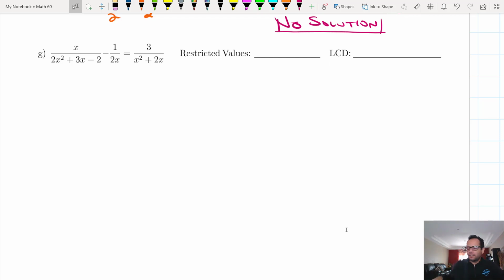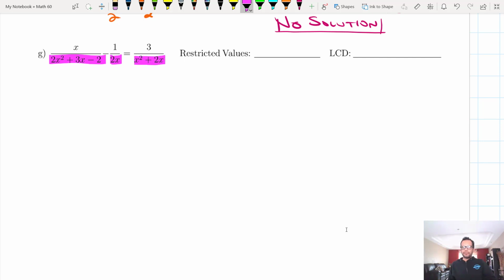All right, so to solve the following equation, number 1, let's be sure to have all the denominators in factored form. All right, let's see. Observe the denominators. Let me highlight all the denominators. We have a 2x squared plus 3x minus 2, a 2x, and an x squared plus 2x.